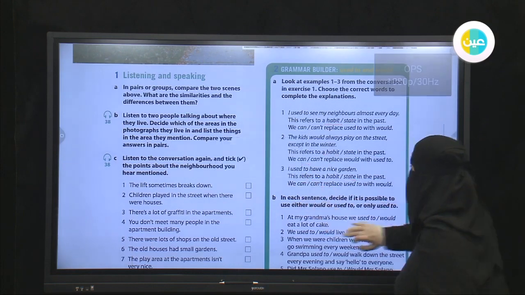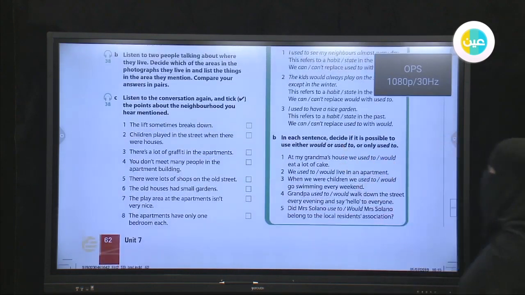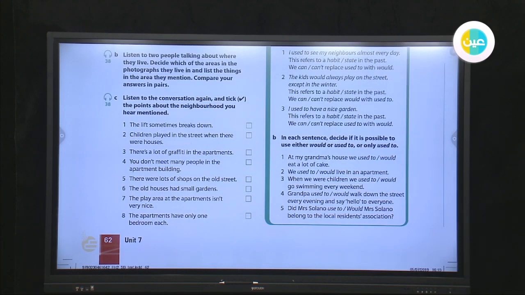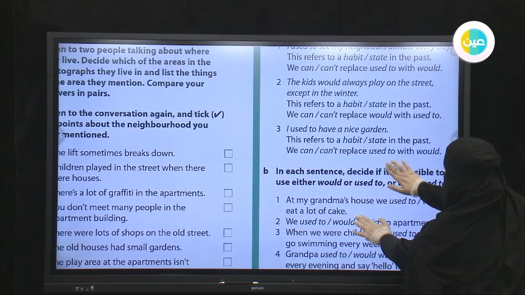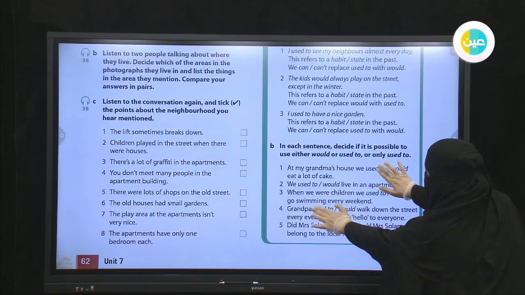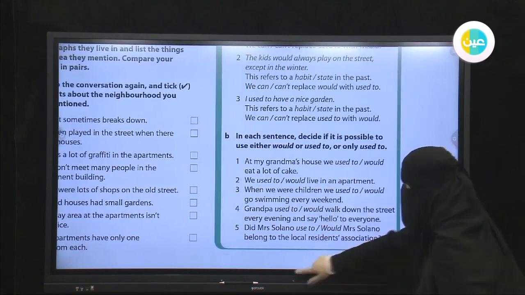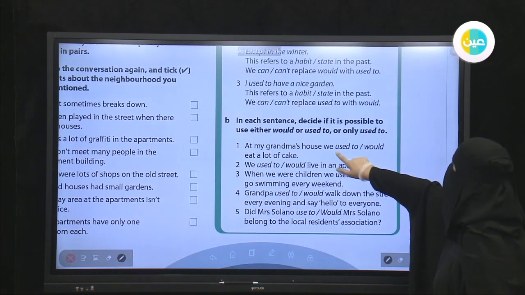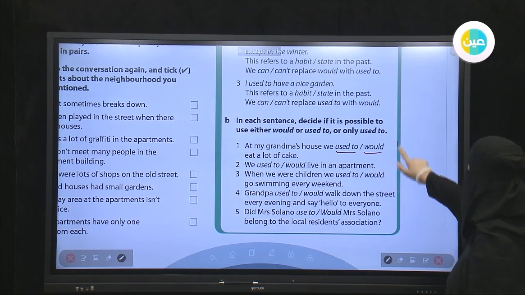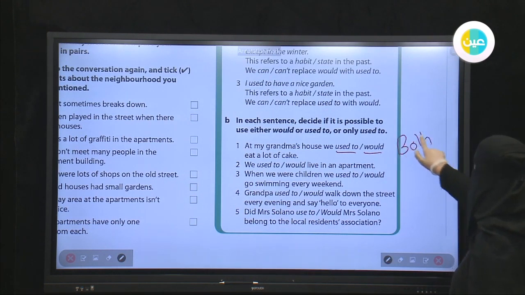Now, move on to B. In each sentence, decide if it's possible to use either would or used to or only used to. Number 1, at my grandma's house, we used to or would eat a lot of cake. Can we use used to and would? Yes, I can use used to and also would. So at number 1, we can use both.